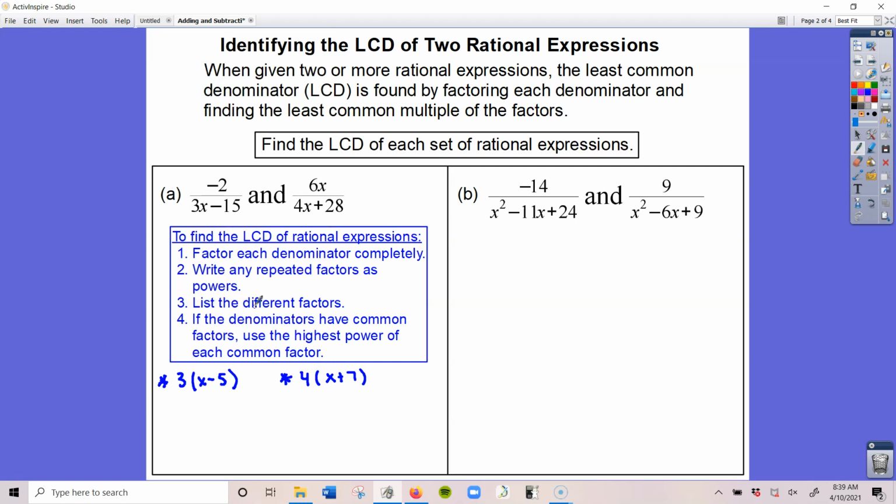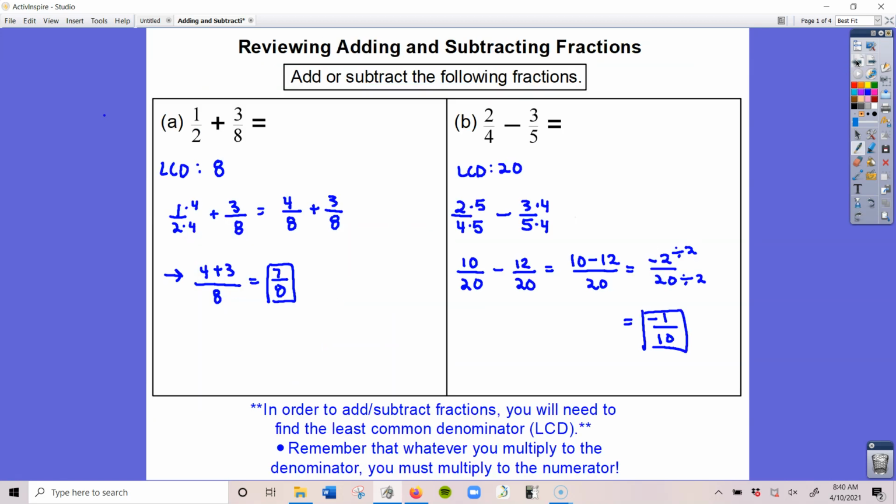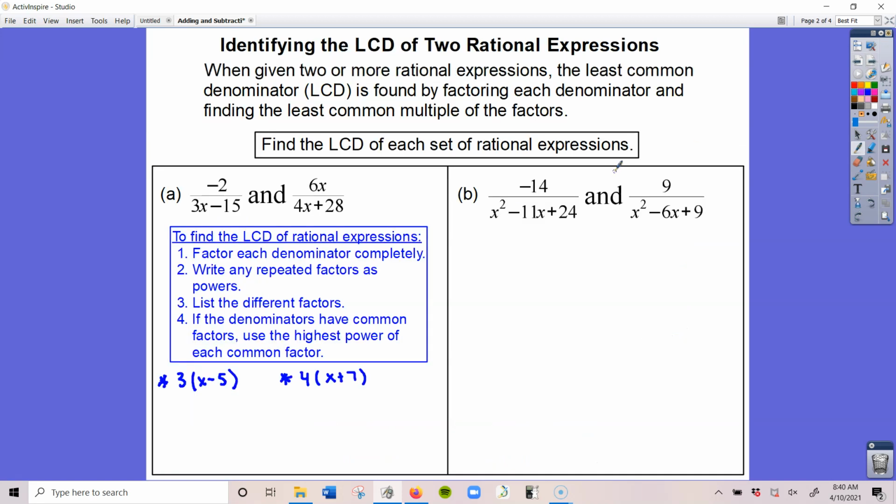Next, we're going to list the different factors. That's basically what I have here. We have 3, we have x minus 5, we have 4, and we have x plus 7. Now, in order to figure out the LCD, all we do is put these factors together, meaning multiply them. If we go back to this example, what did we do to find this LCD? I took the 4 and the 5 and I multiplied them to give me 20. So here I'm going to do exactly that. I take the 3 and the 4 and I multiply them, which is 12, and then the x minus 5 and x plus 7, I also multiply them, but you're not going to actually multiply them. You're just going to write them next to each other.